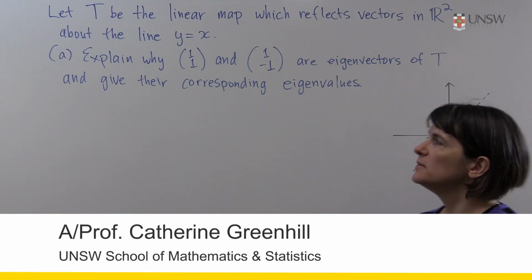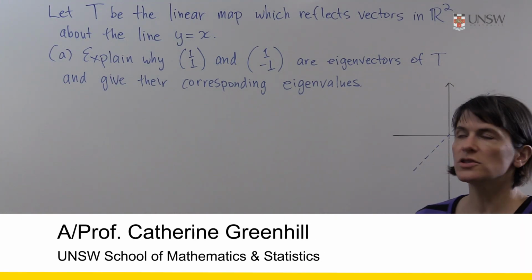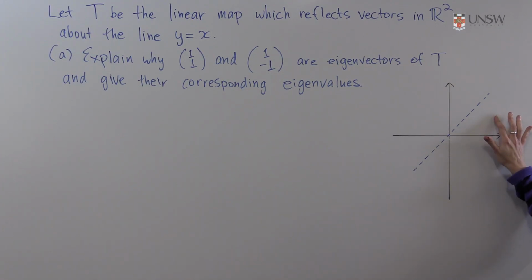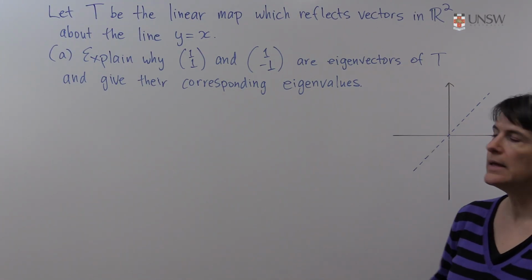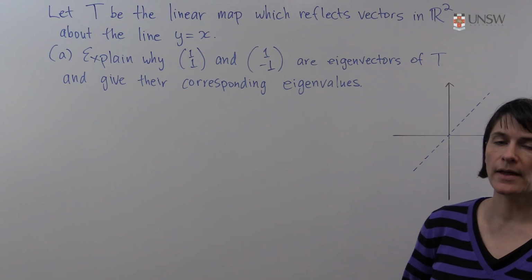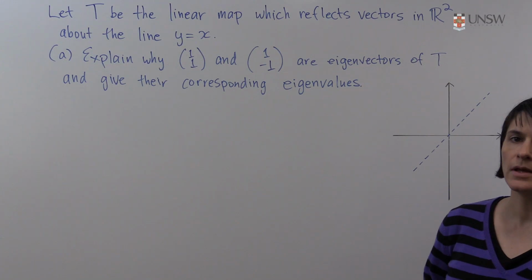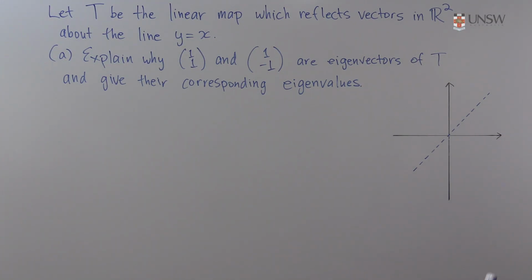Okay, in this question, we have a linear map which will simply reflect a vector in the line y equals x, which is the dotted line here. And we want to show that the vector (1, 1) is an eigenvector, find the eigenvalue, and the same thing for the vector (1, -1). So let's figure out where those vectors are.